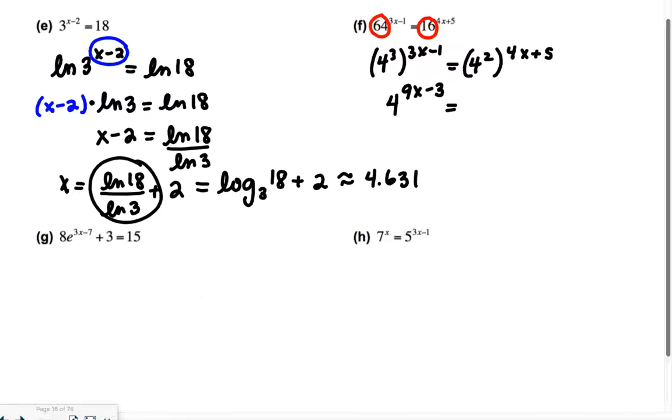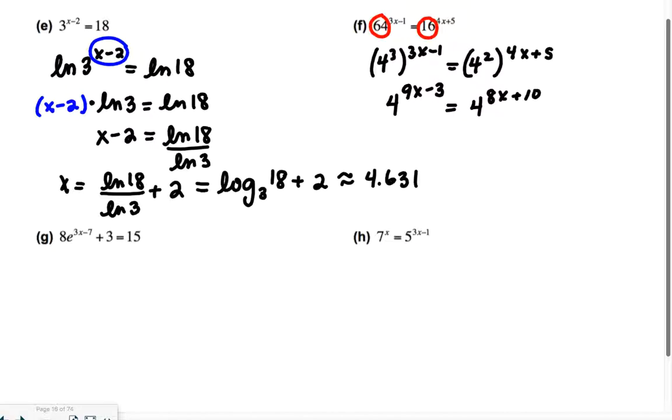You see log base? If not, you've got to put it in as natural log of 18 over natural log of 3, or log of 18 over... So kind of annoying. All right, so anyway, I have 4 to the 9x minus 3, and I have 4 to the 8x plus 10. Did you guys have that?